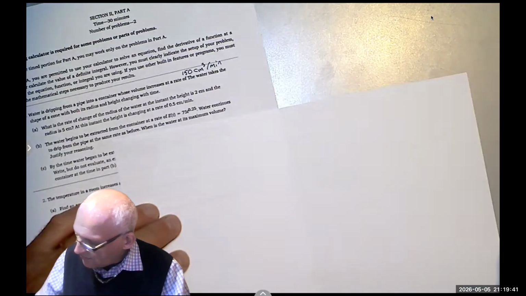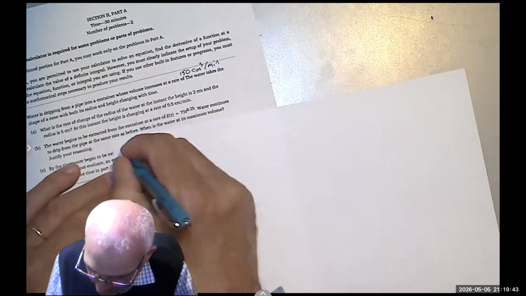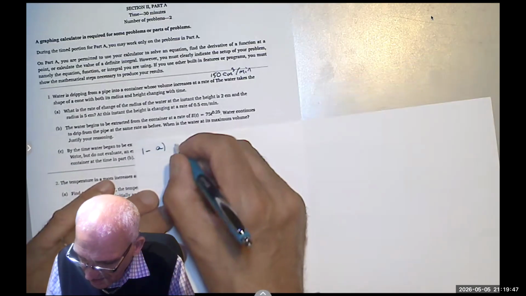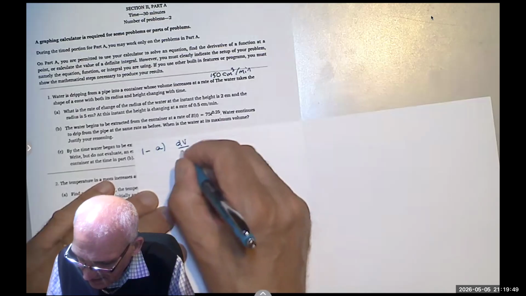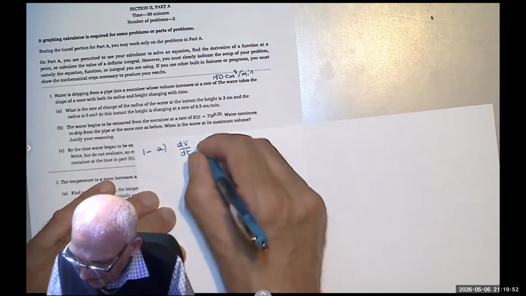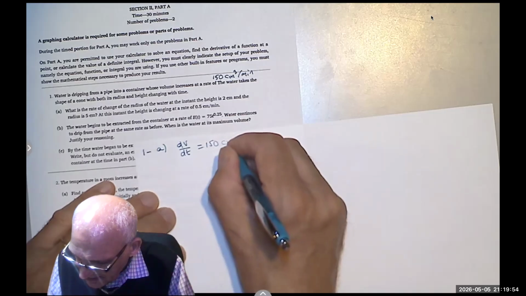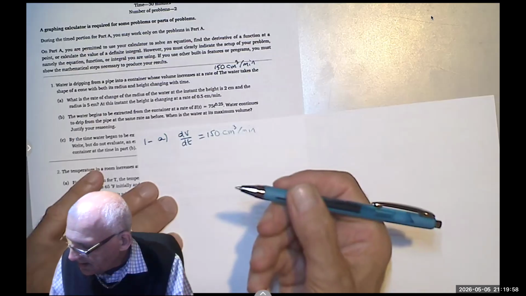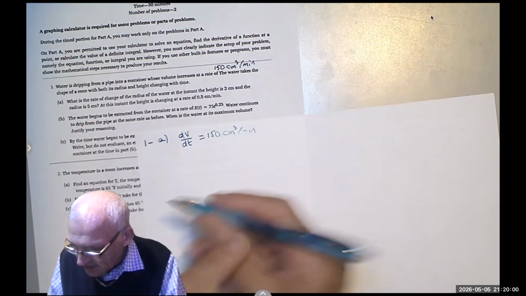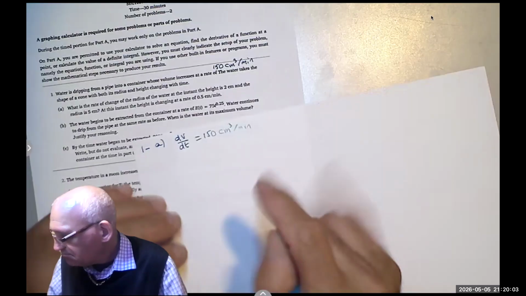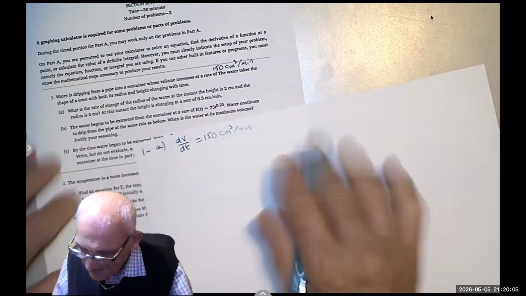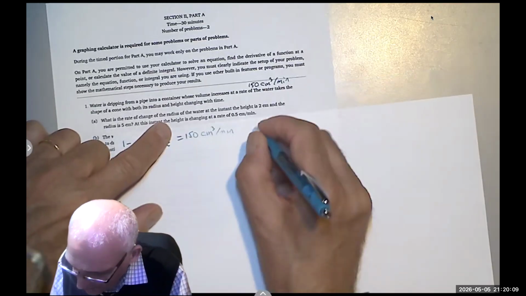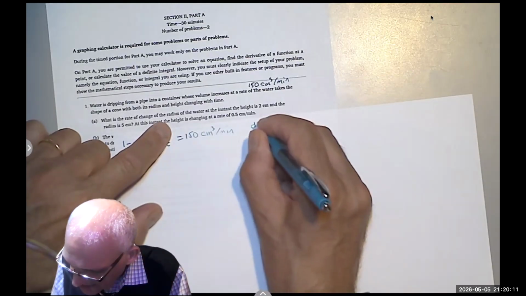Question number 1, part A. So first of all, dV/dt, the volume changing in time, is 150 cubic centimeters per minute. Oh my God, the pen. This is a new one, why is it ending? Anyway. What is the rate of change of the radius of the water, meaning dr/dt?